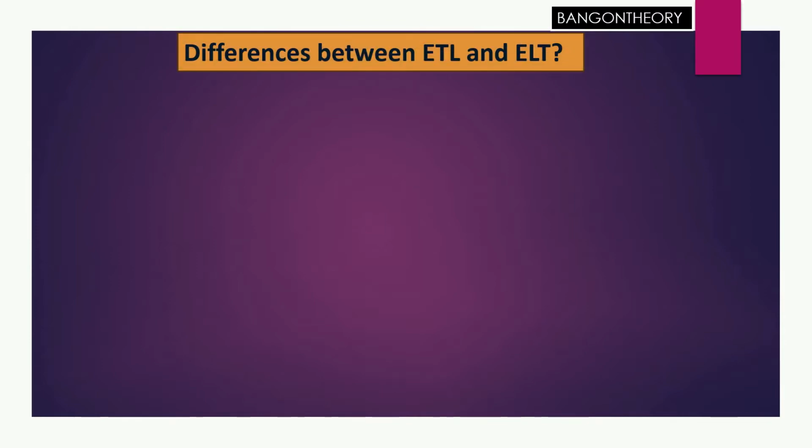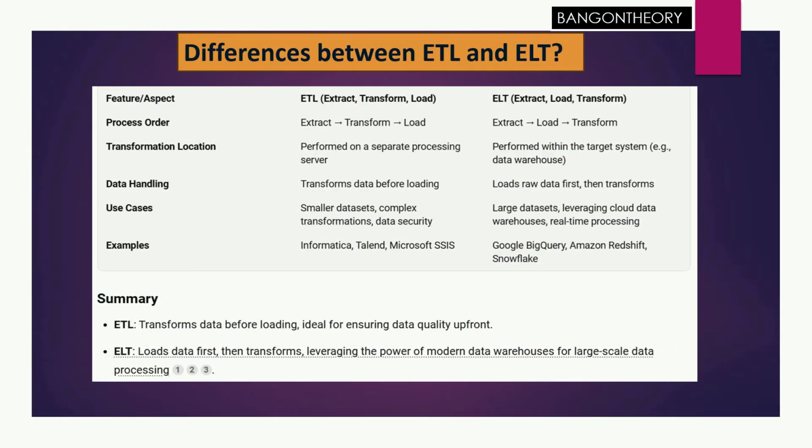Let's start. The first question is the differences between ETL and ELT. If we talk about ETL, we know it is extract, transform and load. The process order of ETL is extract, then transform, then load, and in ELT it is first extract, then load, then transform. If we talk about transformation location, ETL is performed on a separate processing server and ELT is performed within the target system, for example a data warehouse. In ETL data is transformed before loading, and in ELT raw data is loaded first and then transformed.